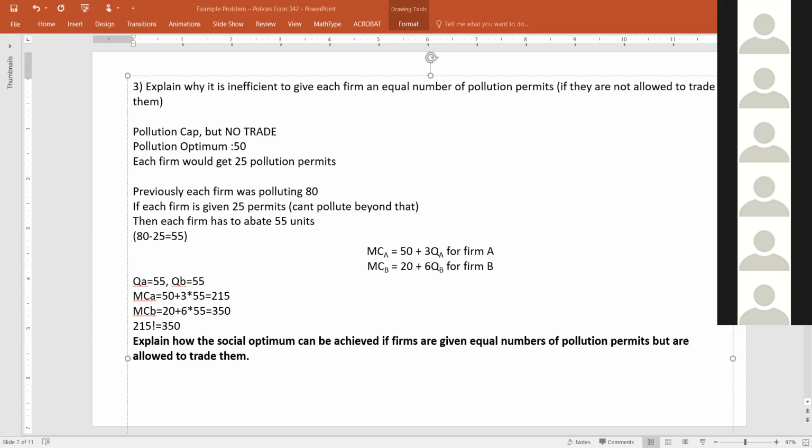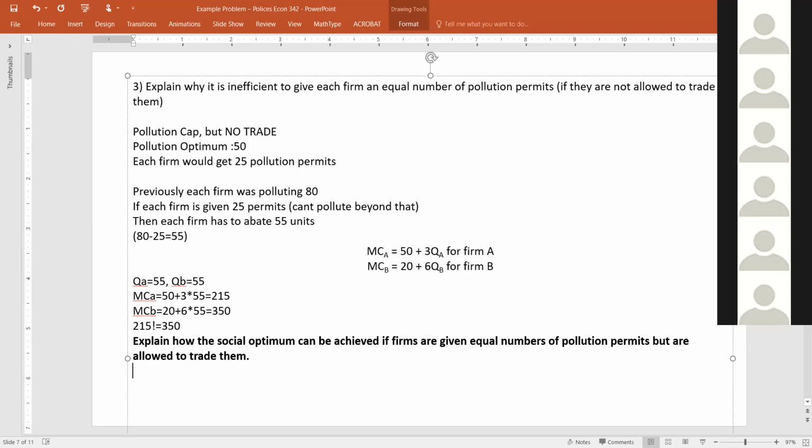I set the MCA and MCB equal to each other to find the social optimum that achieves equal numbers, and I got it as 10. So then each firm will be producing 80 units. So each firm will be abating 80 units? Yes. All right. So I like where your head's at, and an interesting setup.